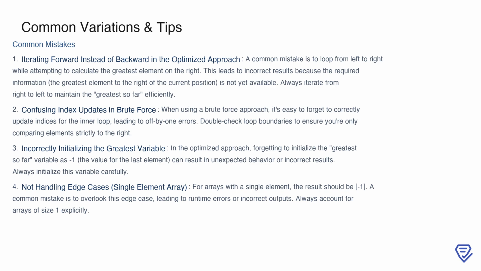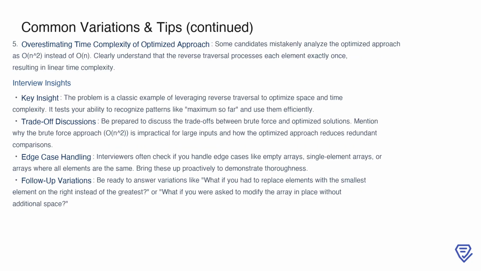This variable should start at -1, which is the value for the last element in the result array. If you skip this step, your solution might produce unexpected results. Finally, don't overlook edge cases, such as arrays with only one element. For single-element arrays, the output should simply be -1. Missing these edge cases can lead to runtime errors or incorrect outputs, so ensure your solution is robust enough to handle them explicitly. Now, let's talk about some common misunderstandings and key insights for interviews.